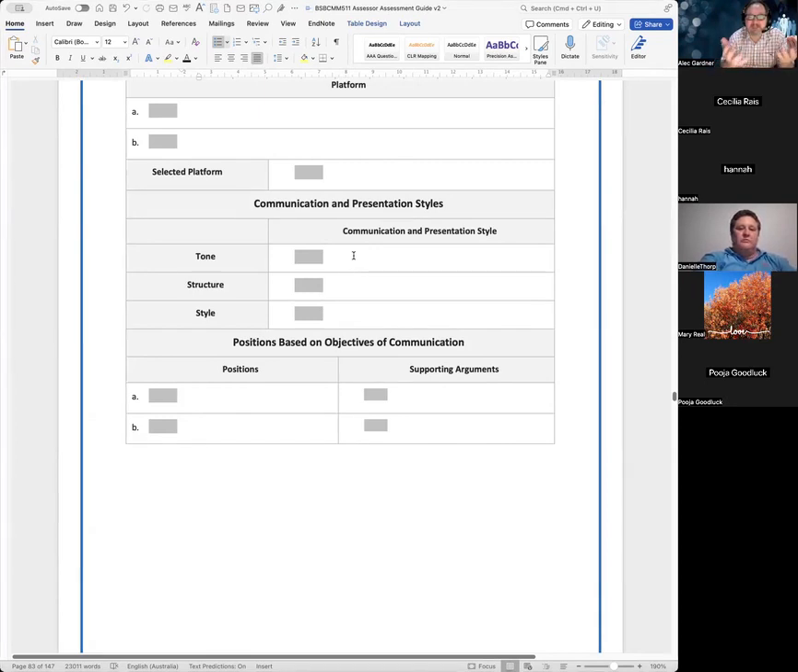Positions based on objectives. So what do you think or nominate? There are going to be those who are for it and those who are against it, and how are you going to provide supporting arguments? So if you have a position of this is going to cost us too much money, what's going to be your supporting argument to that? So that's cost benefit analysis. Cost benefit analysis, exactly. Or an ROI. You can do a return on investment.